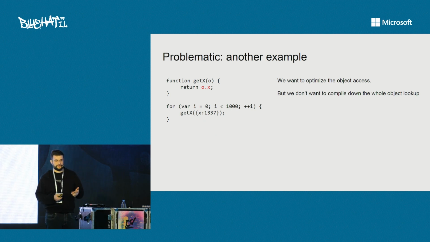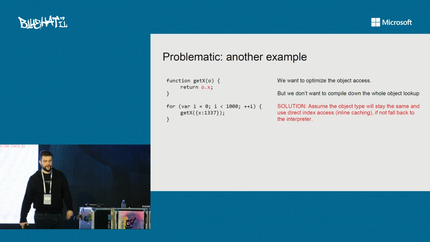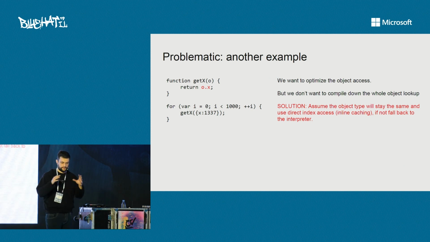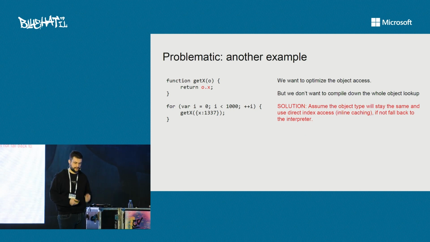But object lookup is a bit complex, right? You have to go through the type, you have to query the type to know where the property lies. And you don't want to compile down that whole logic, because then you don't gain anything. It's basically code that's already implemented in the interpreter. So here, same thing. We will speculate on the type of the parameter, assume that if we've only seen one particular type, then we will generate code for that particular type, and then we'll be able to use direct memory access. And this is what's called inline caching. We'll see that in detail later on.